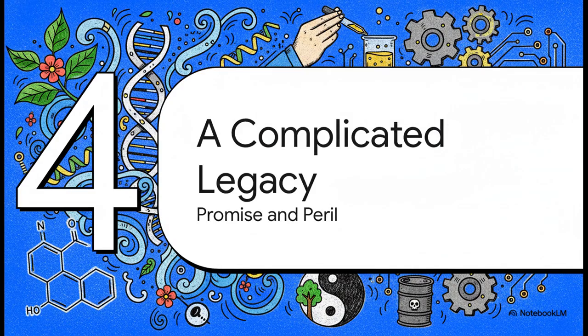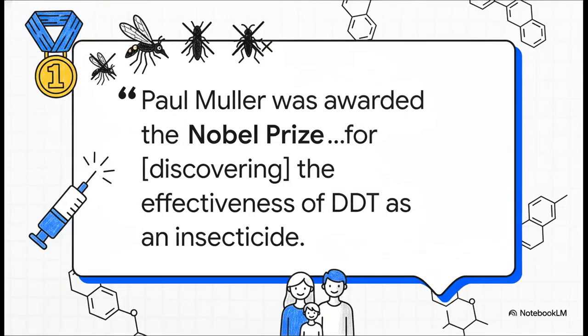So you can see there's this immense power to build and manipulate molecules both in our labs and inside our own bodies. And that power has had a profound and, sometimes, a really complicated impact on our world. Let's look at the story of DDT. When it was discovered, it was hailed as an absolute miracle. I mean, Paul Muller won a Nobel Prize for it. And for good reason. It was unbelievably effective at killing insects that carry diseases like malaria and typhus. It saved millions of lives, especially after World War II.